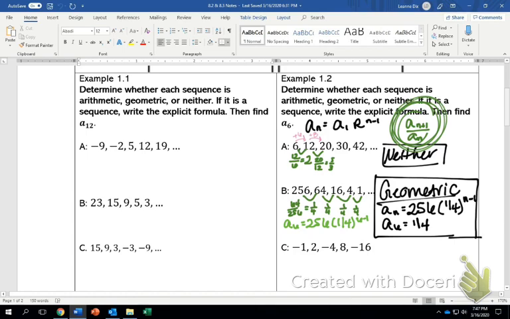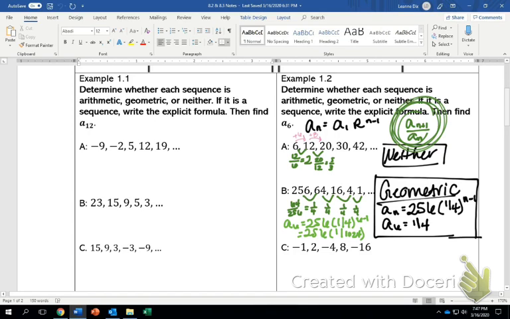All right, if you want to see the work behind that, I can show you that 0.25, or 1/4, raised to the fifth power is going to give you 1/1024 times 256, and then 1/1024 times 256 is 1/4, or 0.25. All right, so that's when it's really small.